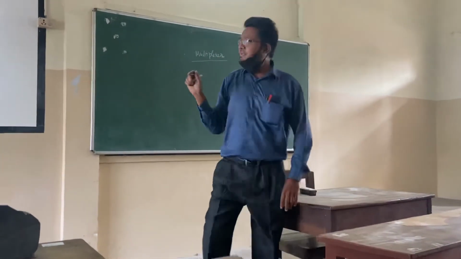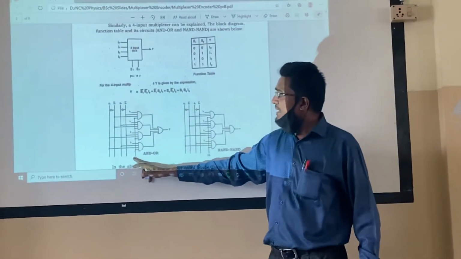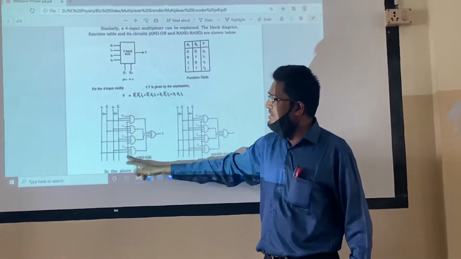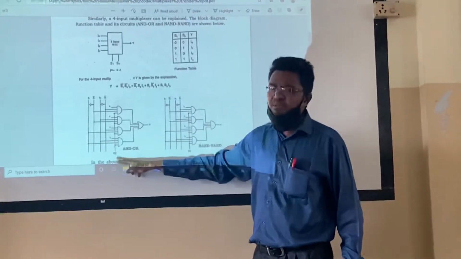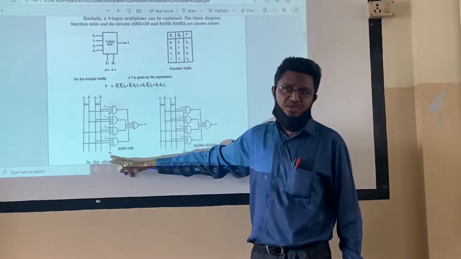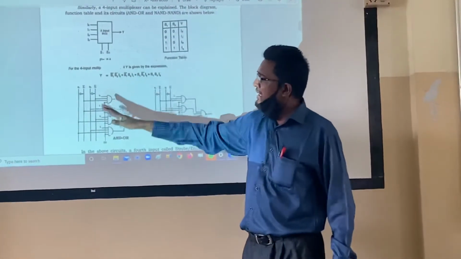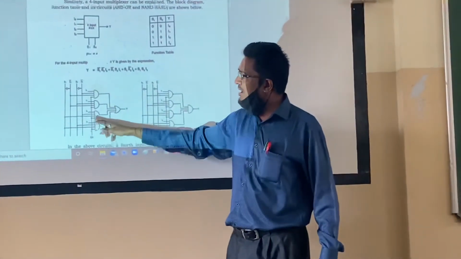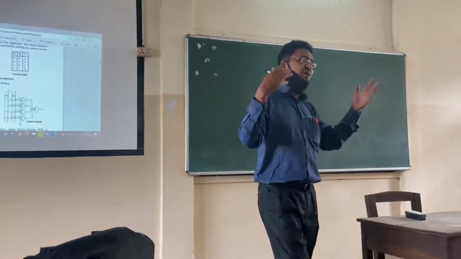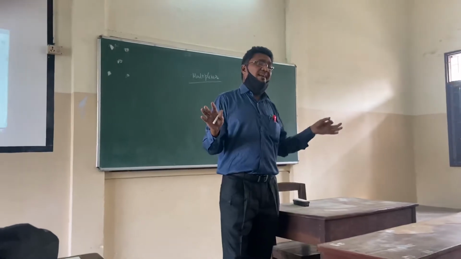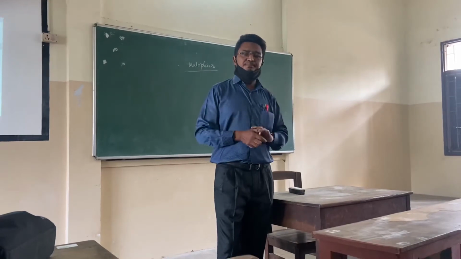Understand? Likewise, if you see here, enable, all the AND gates are connected to this enable. Suppose I make this enable 0. Whatever may be I0, I1, I2, I3, it will not function, because all the AND gates are 0, irrespective of I0, I1, I2, I3. When the enable is 1, that is the switch, it will be working.